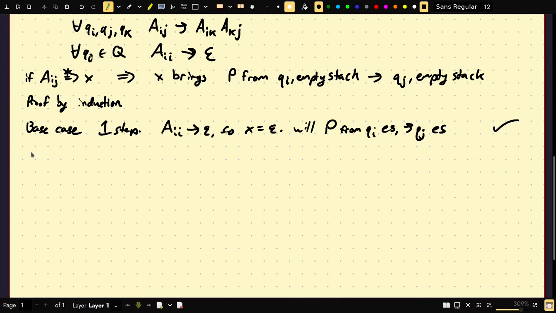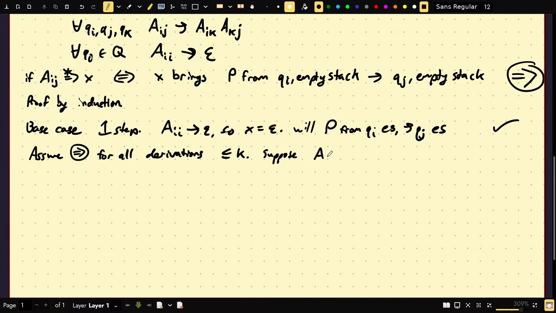Now, the induction step. We'll call this the forward direction, right? This is actually an if and only if, and I'm trying to prove two directions. So assume the forward direction is true for all derivations of length less than or equal to k. So this is actually like a strong inductive proof. Now, suppose that AIJ will produce a string X, but it does it in k plus one steps. So now we want to show that P still goes from QI to QJ, right?